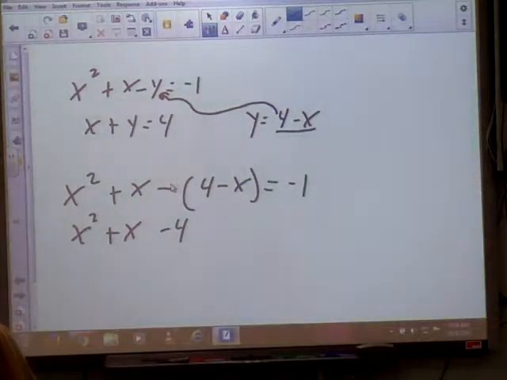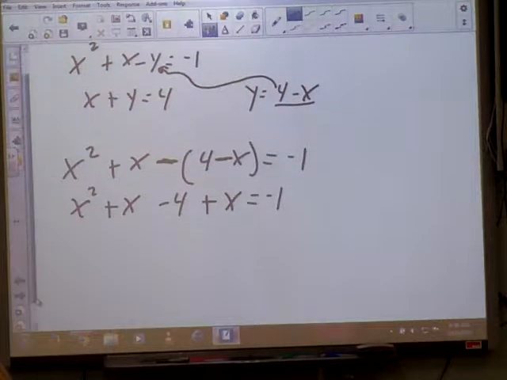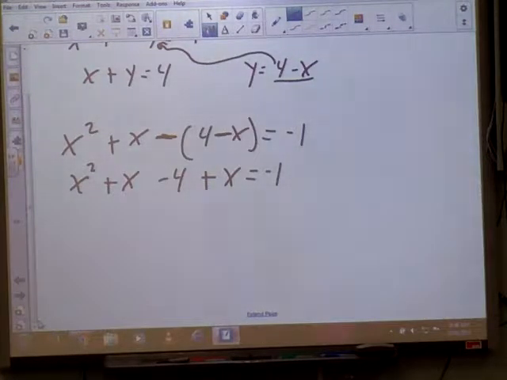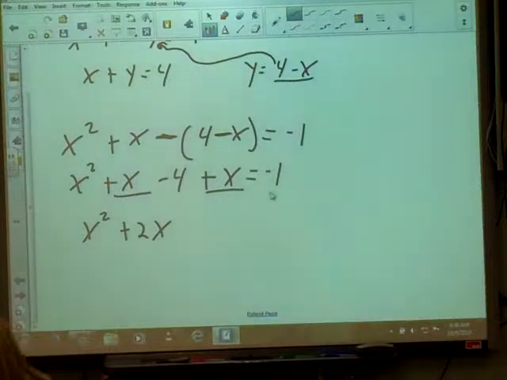It was important to me to put that 4 minus x in the parentheses, because I'm supposed to subtract that whole piece. If I left the parentheses off, it might look like I'm just subtracting the 4. I have to remember to subtract that negative x also. So if I clean this up now, I've got x squared plus x minus 4, then check this out, minus negative x, which is the same as plus x.